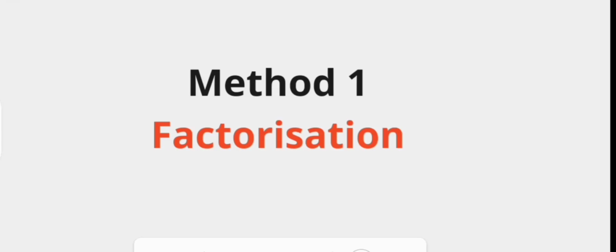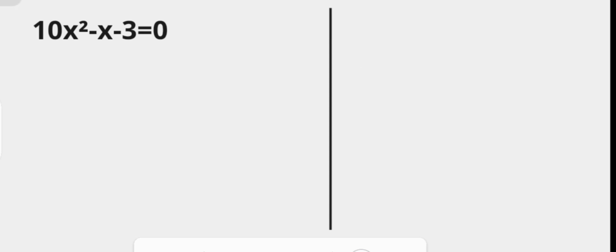The first method we are going to use is the factoring method. Looking at 10x squared minus x minus 3, the leading coefficient a is not 1, so we will be using the slide and divide method. So we're going to slide 10 to negative 3, that is, we multiply, and the equation becomes x squared minus x minus 30 equals 0.